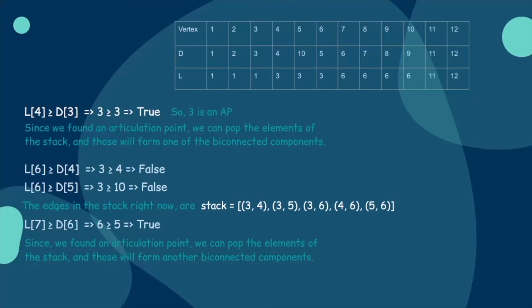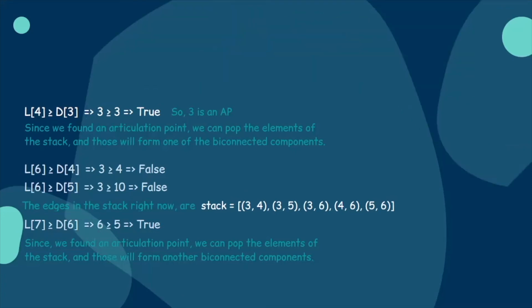After 3, we can see that node 4 is false if we put it into the formula, and node 5 goes as well. Until now, in the stack, we have edges 3, 4, 3, 5, 3, 6, 4, 6, and 5, 6. Then we found another articulation point here, which is node 6. We can see here that the formula is true for node 6. Since we found another articulation point, we can pop the elements of the stack here also. This is how we got another biconnected component here.